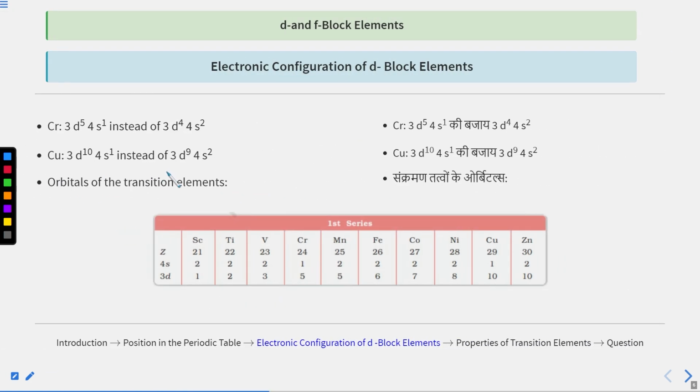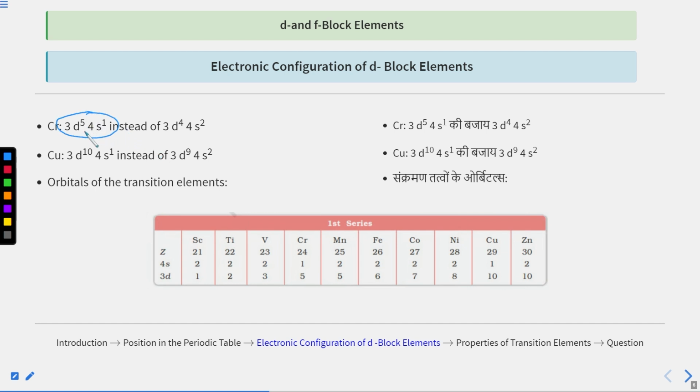Now next, let us look at some exceptions about the electronic configuration. This is not an exception regarding the number of electrons or the general configuration. We will now talk about those exceptions in which the normal filling of electrons is not taking place, because of Hund's maximum multiplicity, half filled and fully filled orbitals are preferred. Clear?